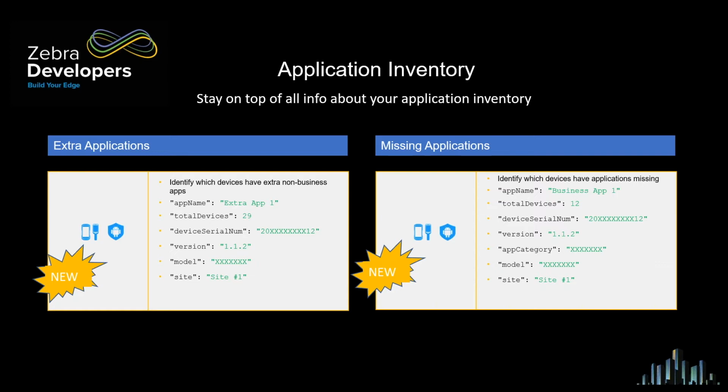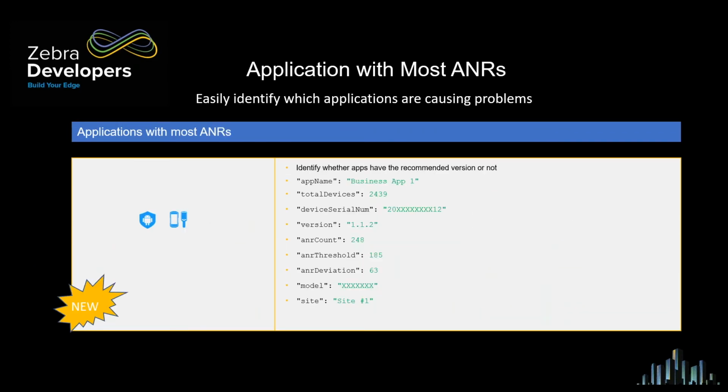And similar to the previous one, we'll show which are the devices impacted, what is the version, the category, and how many devices are impacted on that site. So that is all about missing applications. Yeah, can we go to the next slide, please?